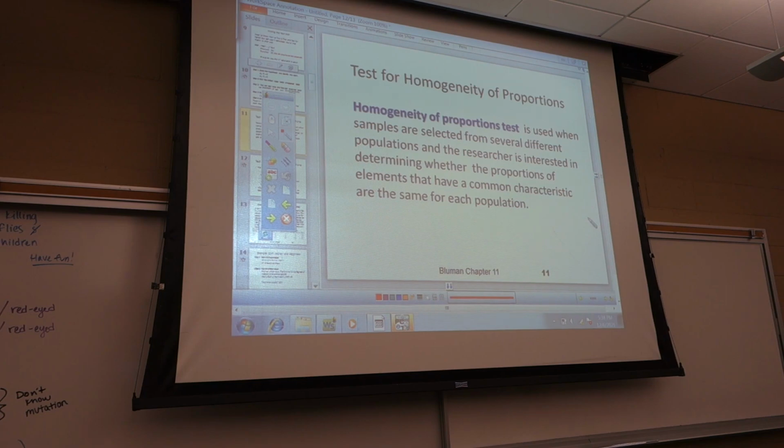Homogeneity of proportions test is used when samples are collected from several different populations, and the researcher is interested in determining whether the proportions of elements that have a common characteristic are the same for each population. Right, so that's exactly the same as the previous one.